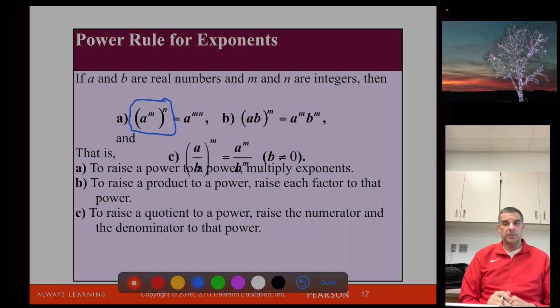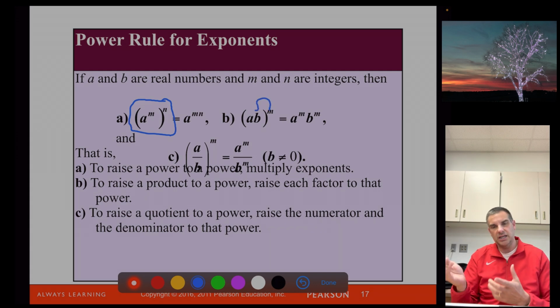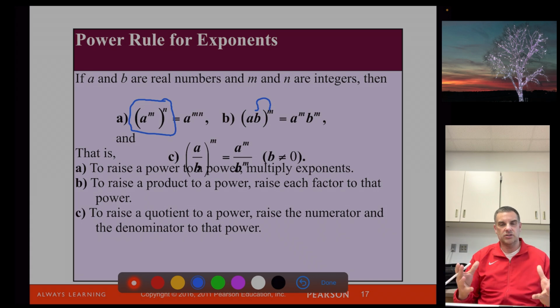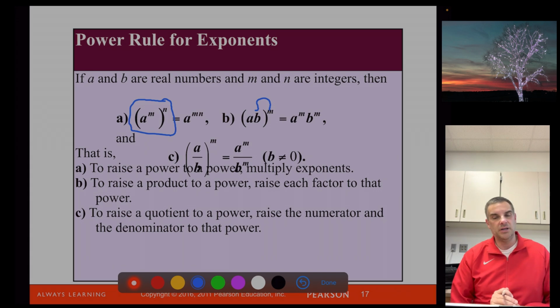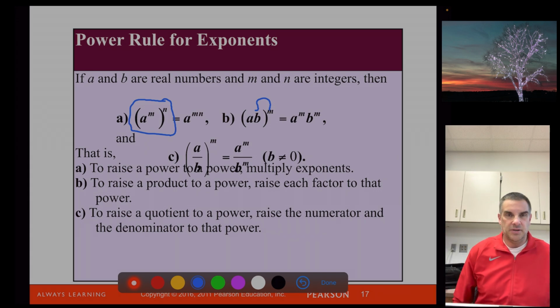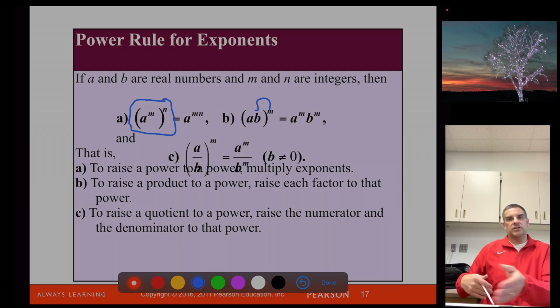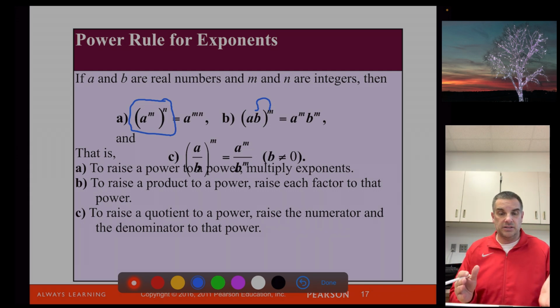Also, when you go to a power, make sure that you distribute that power into both places. So ab to the m is the same thing as a to the m, b to the m. You have to distribute that out. Or when you divide, a divided by b to the m is the same thing as a to the m divided by b to the m. And remember, b can't be 0 because you can't divide by 0.